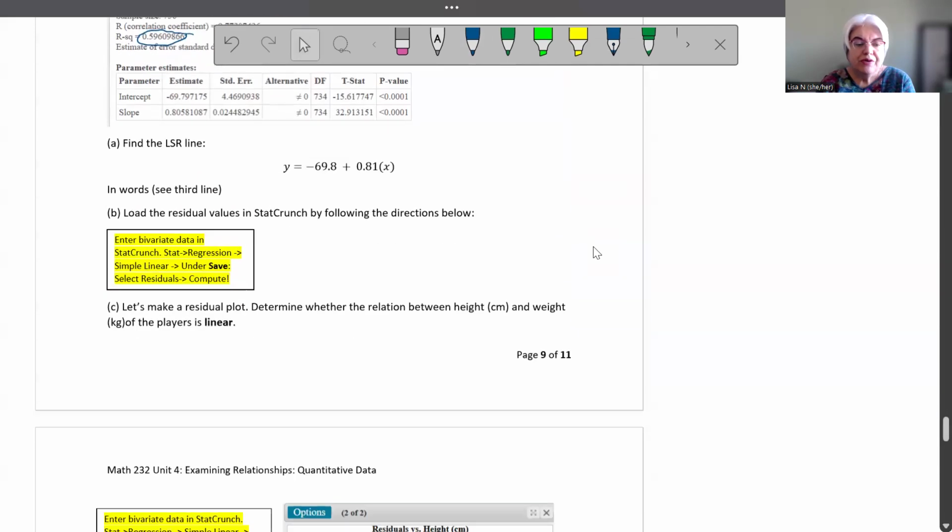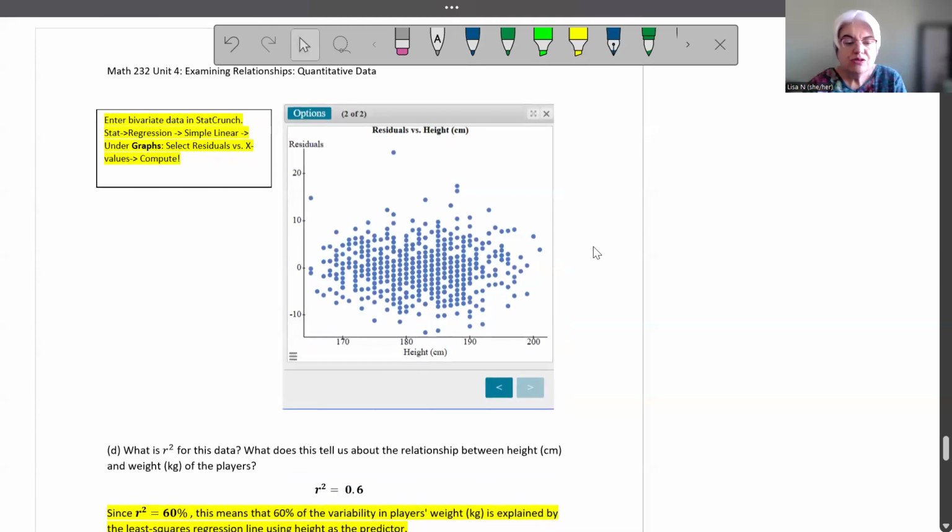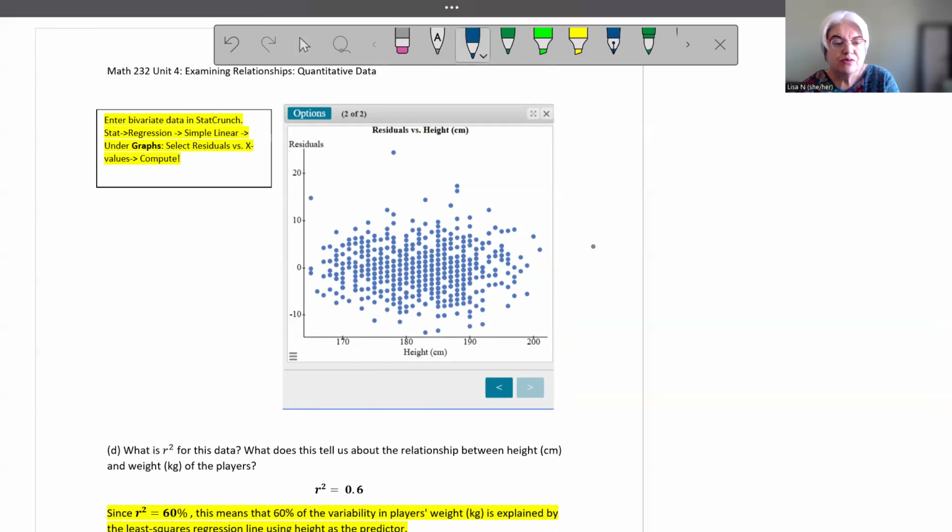Now, this is the residual plot. In this residual plot, they don't draw the line, but remember that the line is right here, and this is all the residuals. So this is basically how far each one of the points is away from the line.